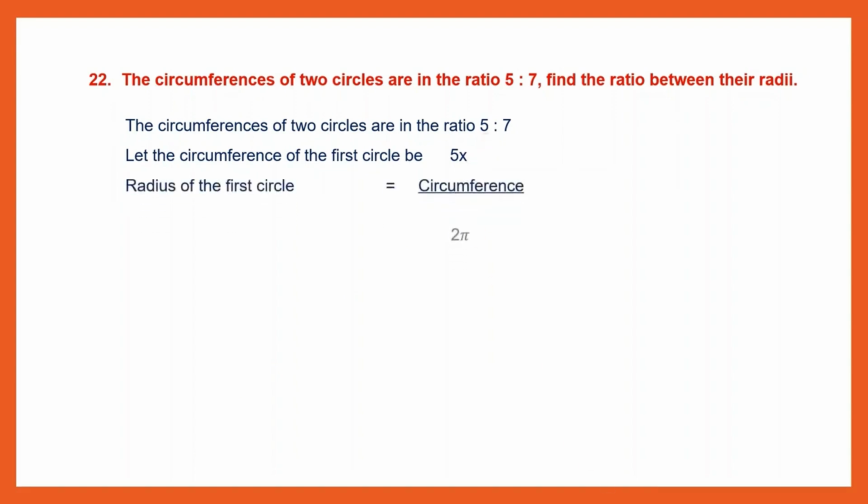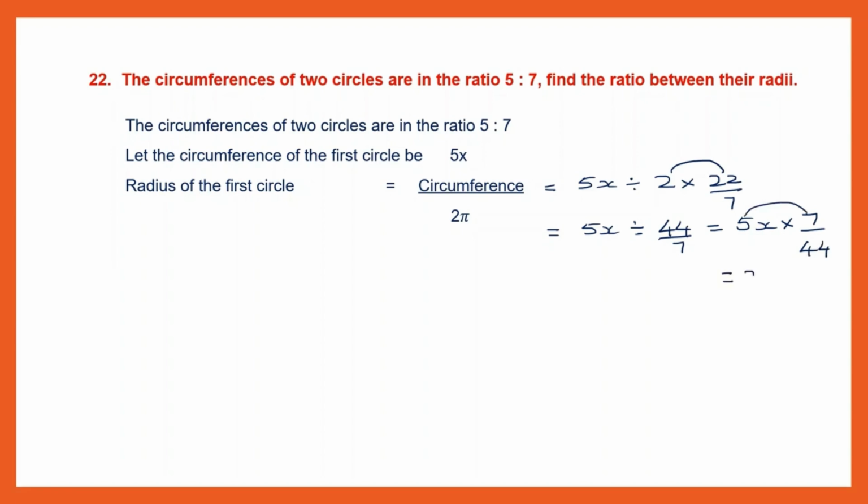Then the radius of the first circle, the formula is circumference divided by 2 pi. So let's do that. Circumference of the first circle is 5x and this is divided by 2 pi means 2 into pi is 22 by 7. So that will be 5x divided by 2 into 22 is 44. 44 by 7, which is 5x into 7 by 44. So what do we get here? 5 into 7 is 35. 35x by 44.